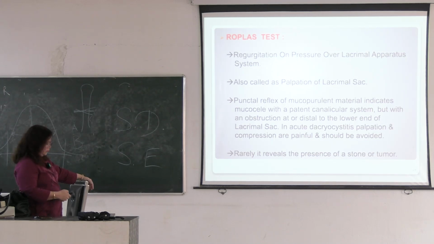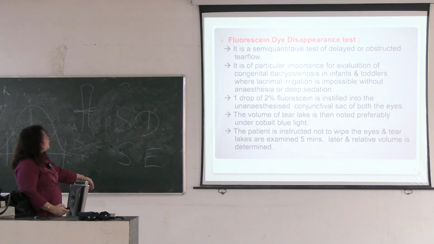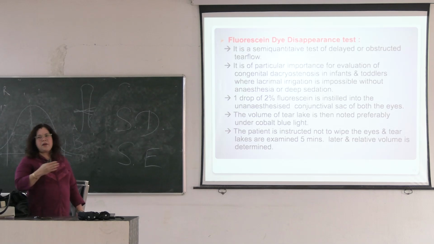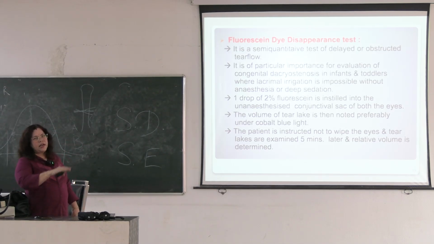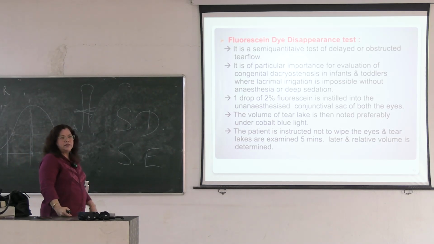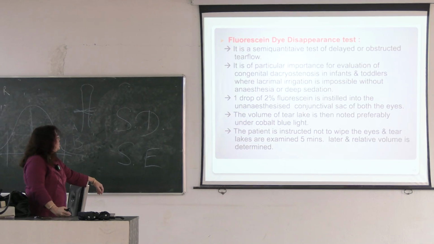Then fluorescein dye disappearance test. In this test, we put the fluorescein dye on the conjunctiva and wait for some time, and after some time, if the lacrimal passages are patent, then the fluorescein drains through the passage, and through the inferior meatus it goes to the general circulation. So this is the fluorescein dye disappearance test.